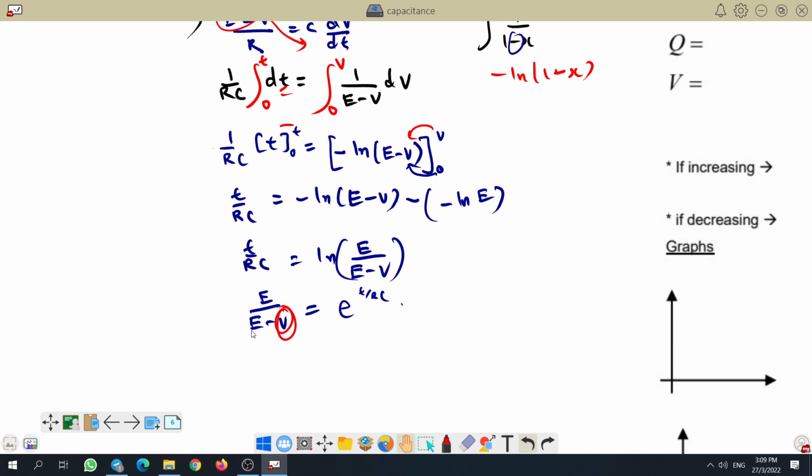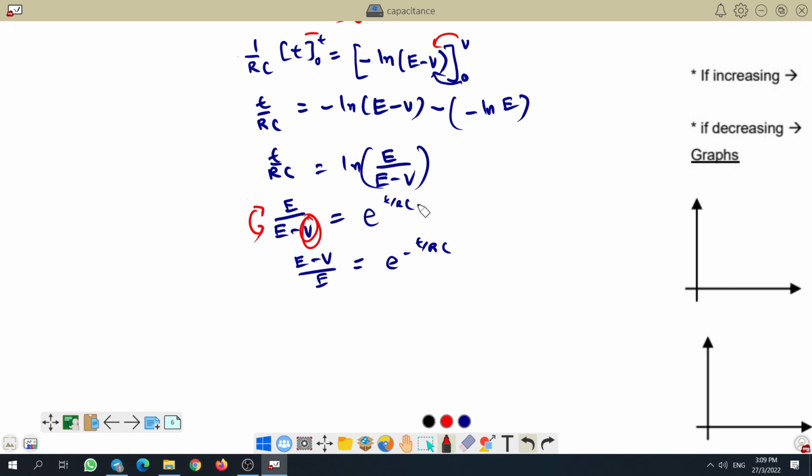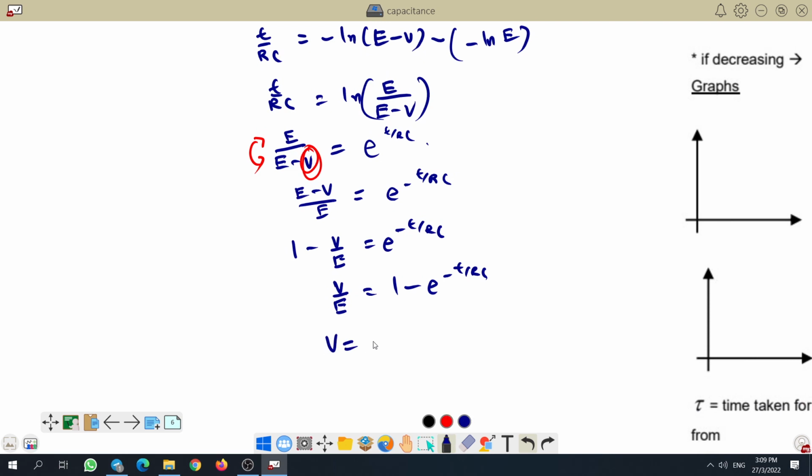Pecahan begini tak boleh buat apa-apa kan? Kita balikkan dia, ya 1 per. So ini pun 1 per. So e negatif t per RC, right? Terbalikan. Satu per bang, so ini 1 per juga kan? So negatif lah. Okay lah, so at least get 1 minus V per E equals e negatif t per RC. So V equals to E bracket 1 minus e negatif t per RC, selesai.